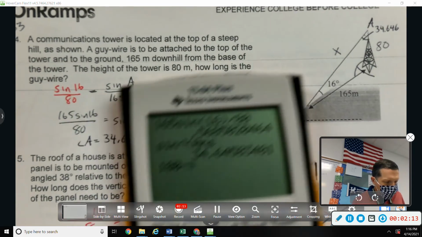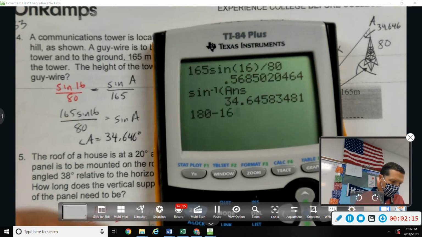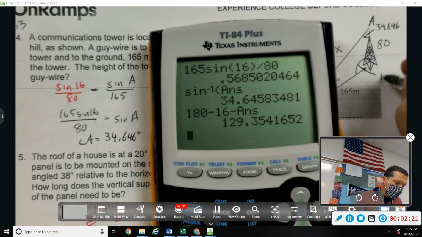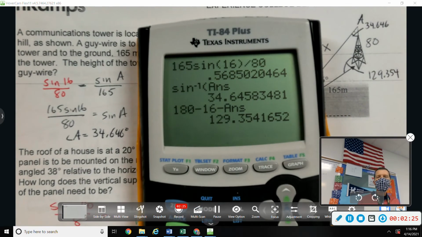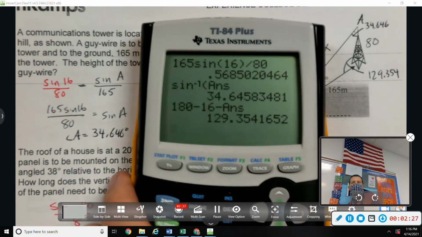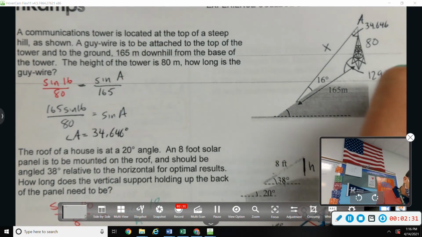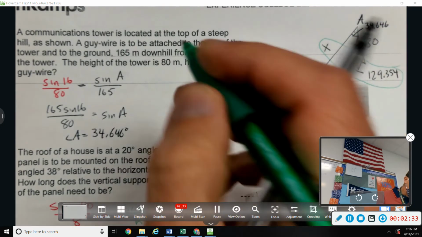So 180 minus the 2 that we know, oops, it's 129.354. Now I've got all 3 angles. And now I can do law of sines with the side that I really want to know.